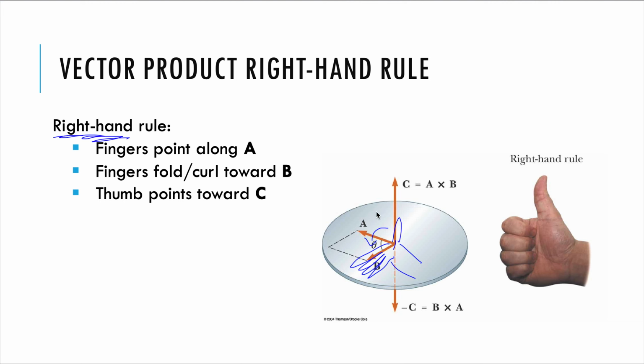So you point your fingers along the first vector, you fold in the direction of the second vector, and your thumb will point along the direction of the cross product. We will see this rule when we're dealing with cross products, such as when we're dealing with torque, which will come up later this semester. And we'll also see it a lot in Physics 2 when we're talking about the magnetic force.